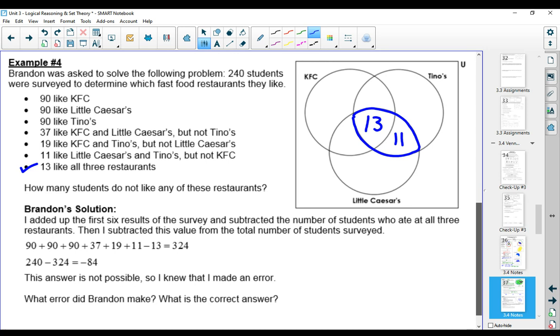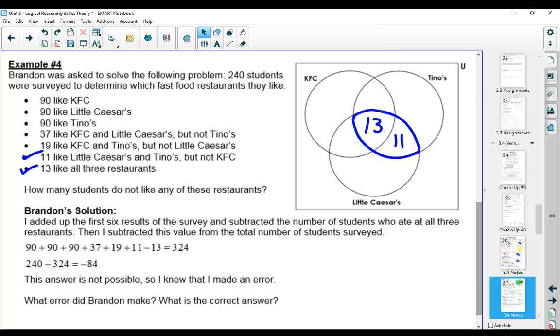So that would mean that 13 plus 11, 24 people like Tino's or Little Caesars, but 11 people like Little Caesars, but not KFC. So again, I can ask these questions in a slightly different way, and it totally changes how you put everything in the diagram. 19 like KFC and Tino's, but not Little Caesars. So KFC and Tino's is this part here, but it says not Little Caesars, so this is going to be 19. And then 37 like KFC and Little Caesars, but not Tino's. That makes this 37.